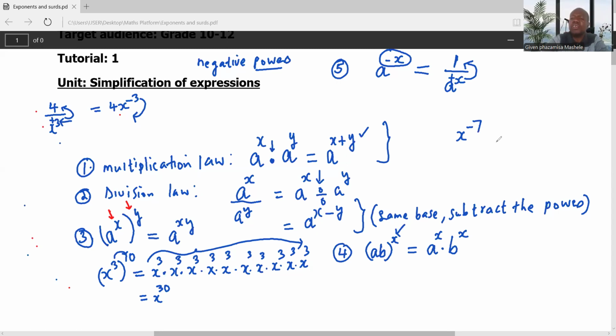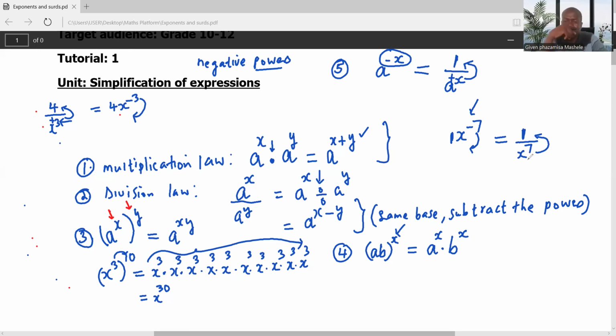How do we change this from having a negative power to a positive power? To change it from being negative to positive means we must end up having a fraction. It means there is a 1 here. So we're going to say 1 divided by, then we take it down by what? x, then changes the sign, raised to the power of 7. So it's all about playing with the powers. It means we can still take this up and down. So it's very important to know this.